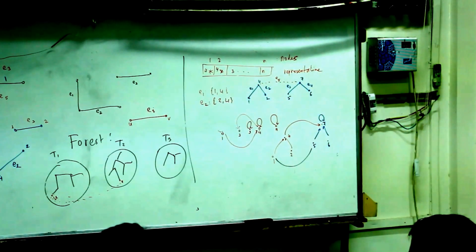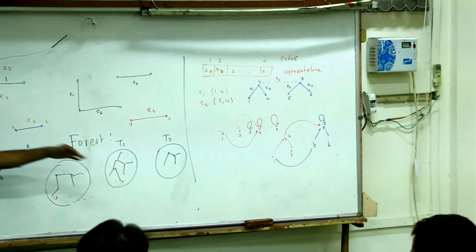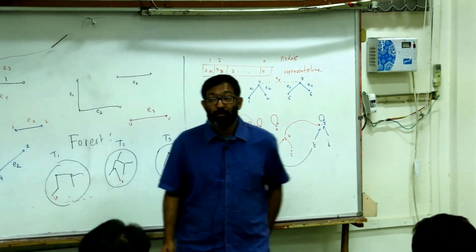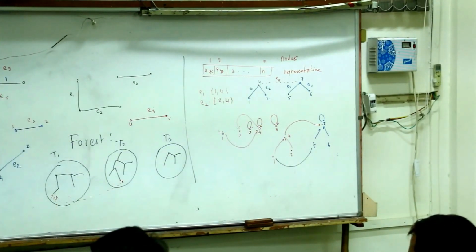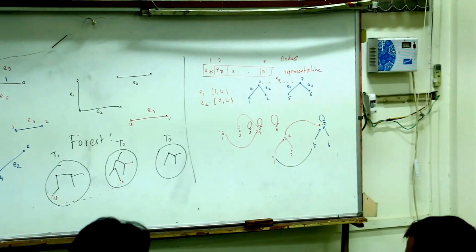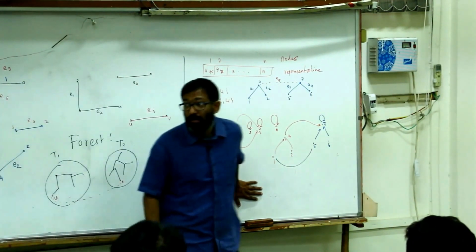So what is the complexity of this operation if we maintain this data structure? In the worst case, what is the complexity of this operation? Sorry? If such links are maintained. So this is the data structure we have agreed to maintain.